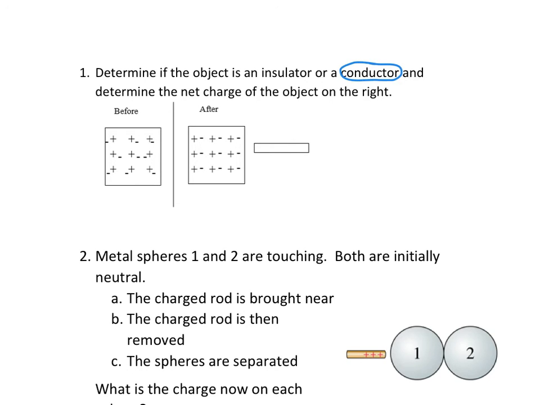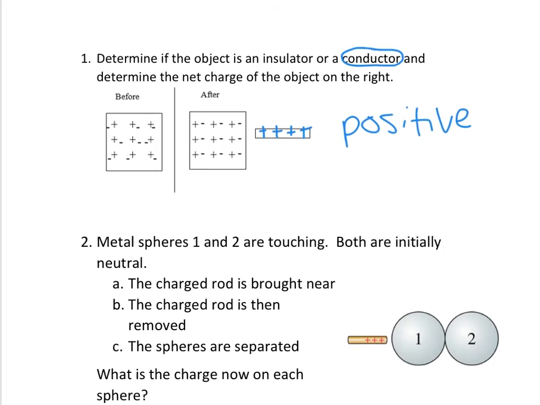And also, here's the negative charges. Negatives have to be attracted to a positive object. So that means the net charge of the object on the right is positive, and the object on the left is a conductor.